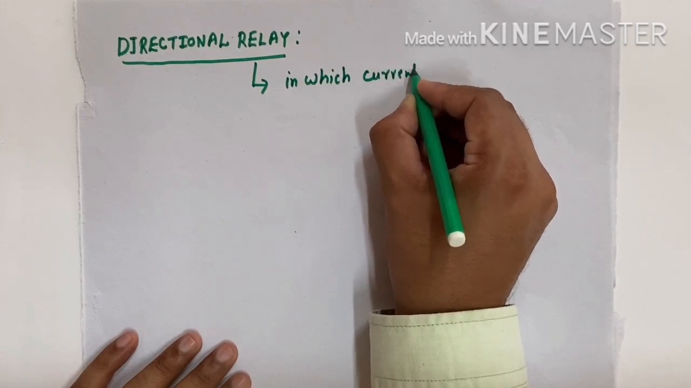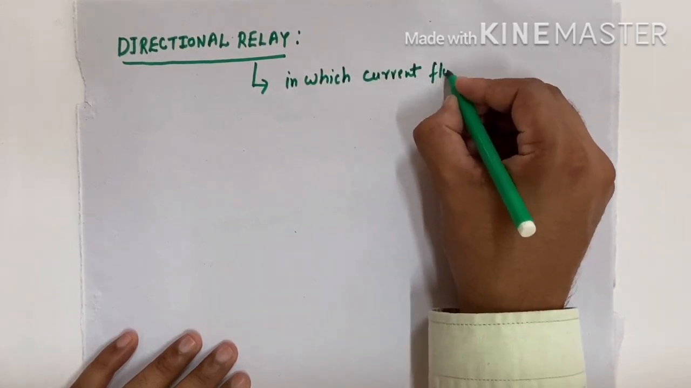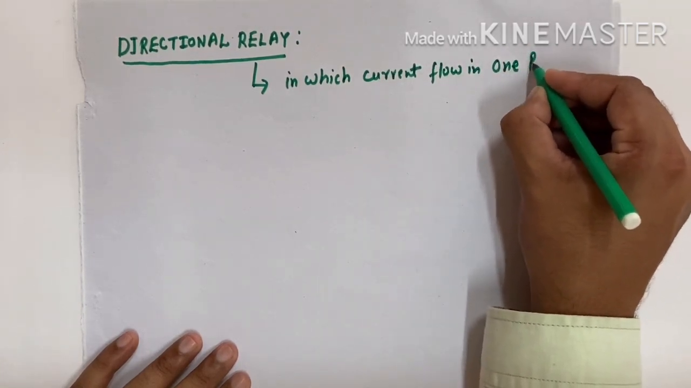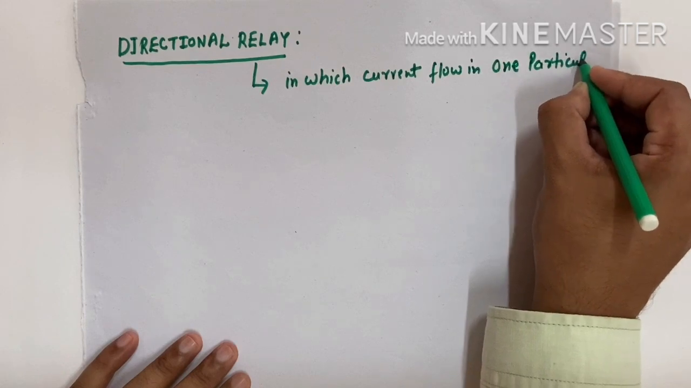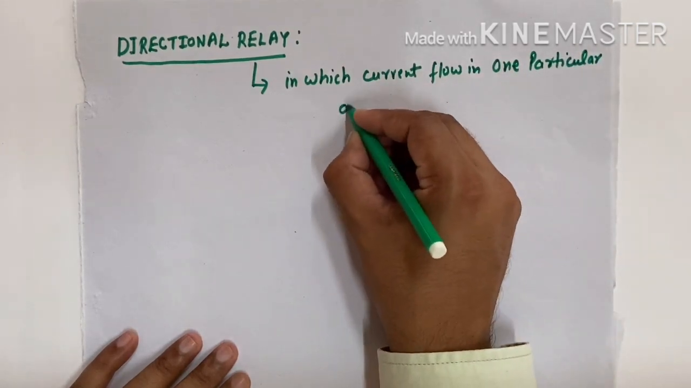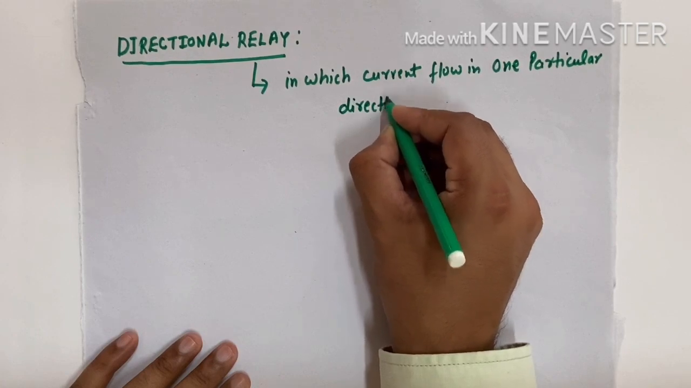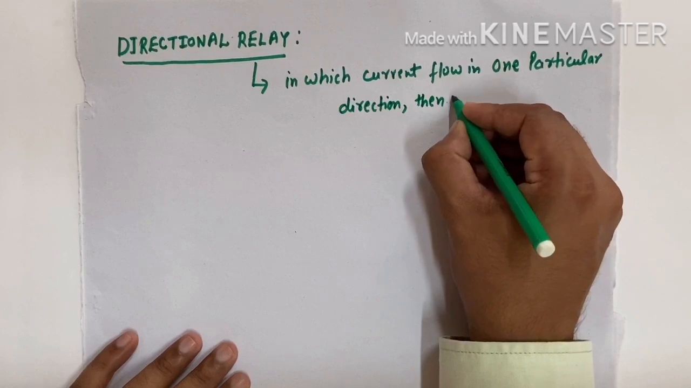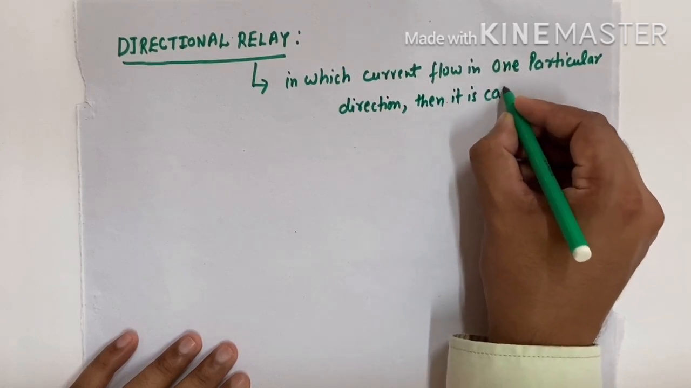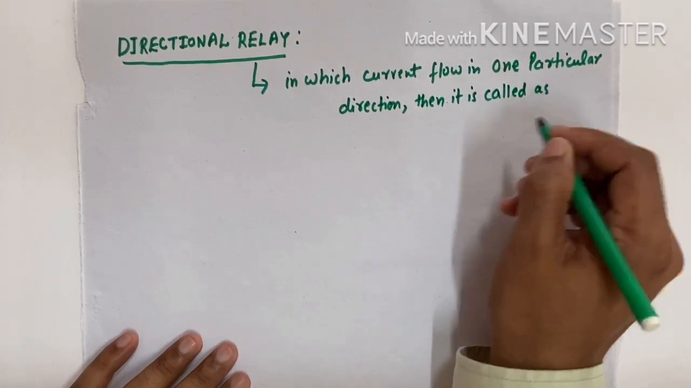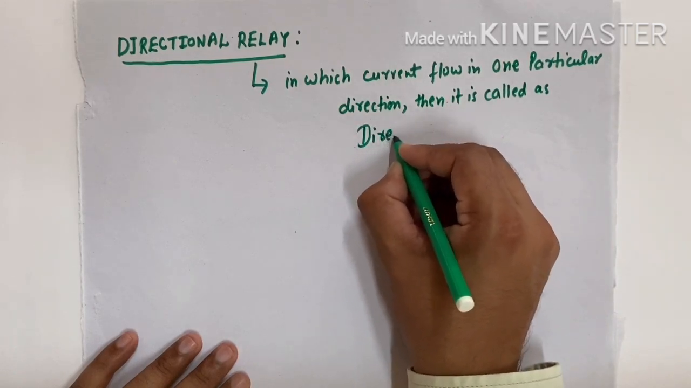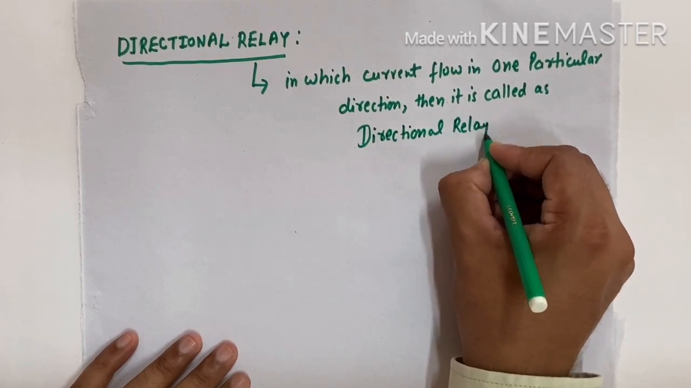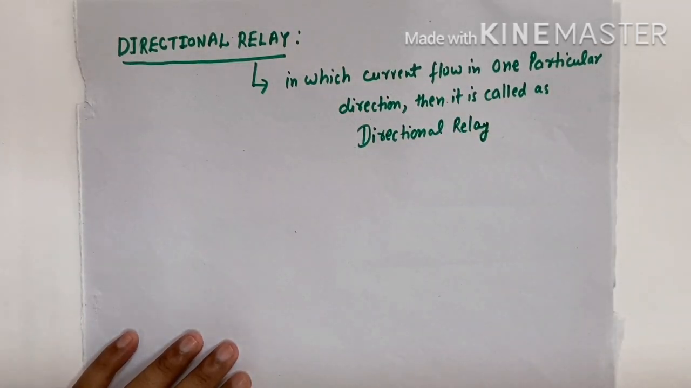current flows in one particular direction. In which current will flow in one particular direction, then it is called a directional relay. Okay, it is clear to you that the directional relay has current flow in one particular direction.